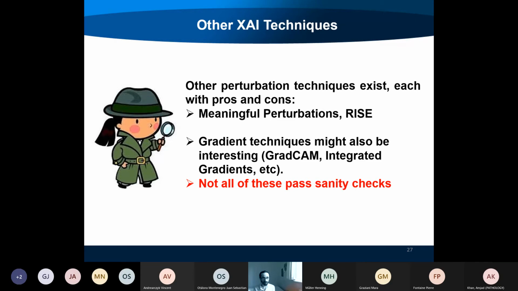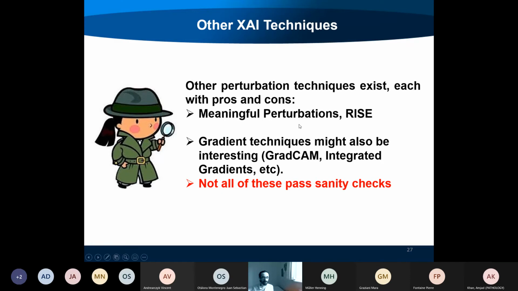There are other perturbation techniques. One of them is called RISE. Both of these are more recent. So Lyme is from 2016. All of these things are recent. Everything in our area was created like 4 years ago, right? Everything is recent. But meaningful perturbations and RISE, if I'm not mistaken, are from 2018 or 2019. So even more recent.